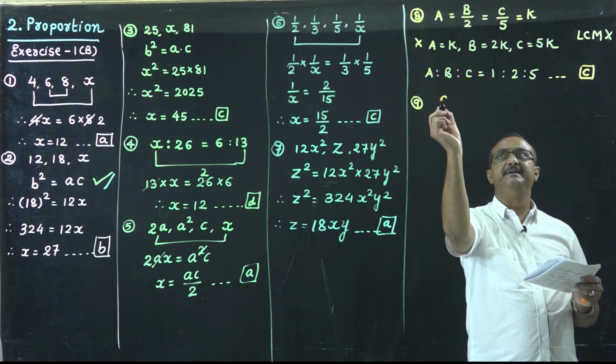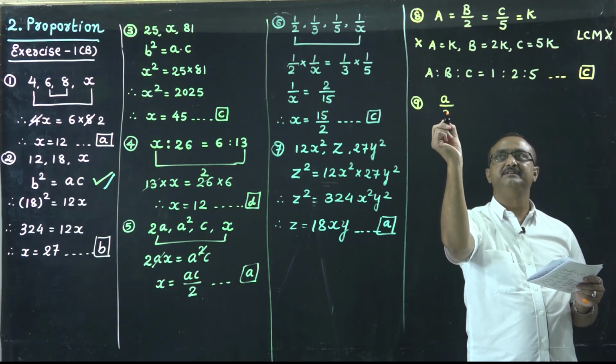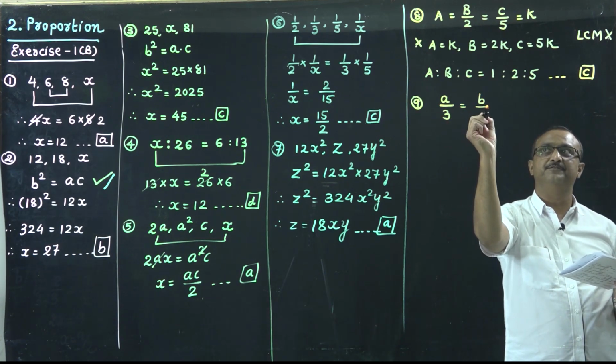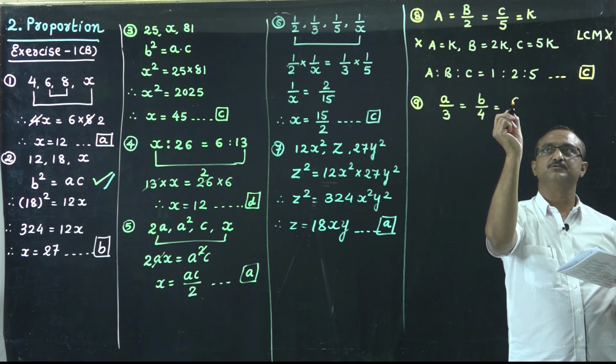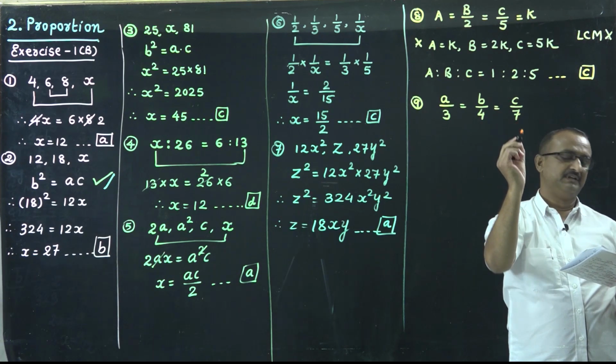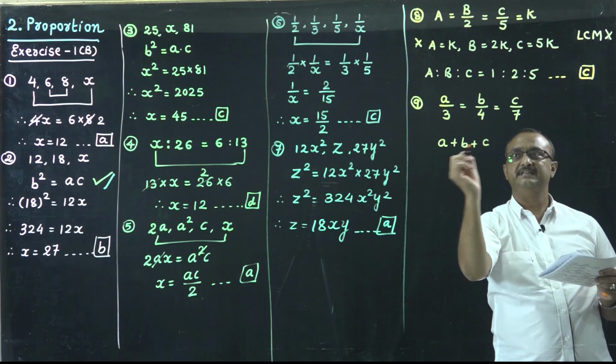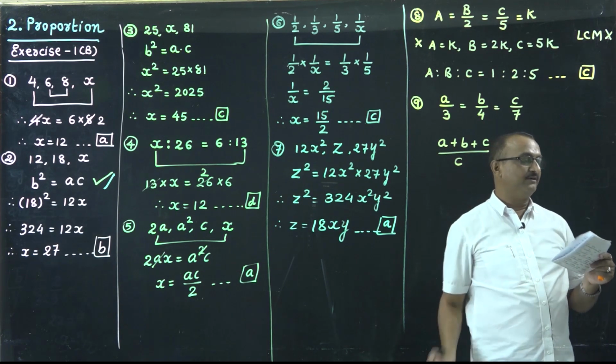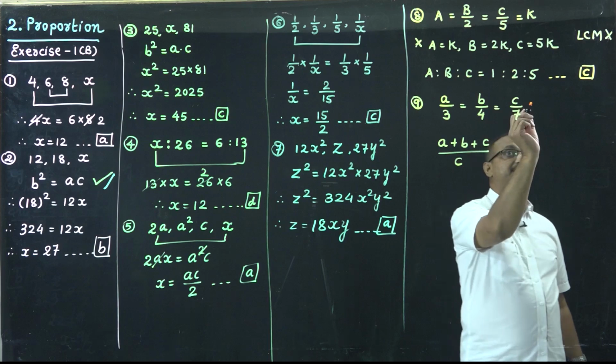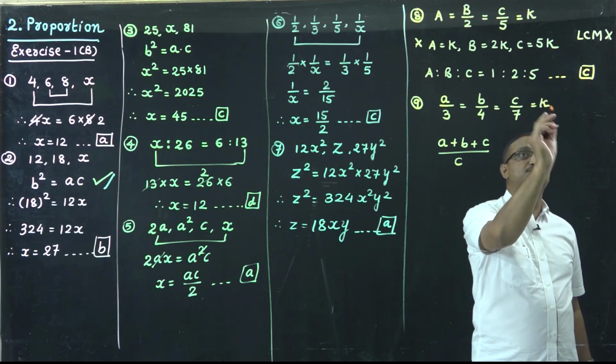If a upon b, a upon 3 is equals to b upon 4 is equals to c upon 7, then find a plus b plus c upon c. Okay. Again we can take it is equals to k.